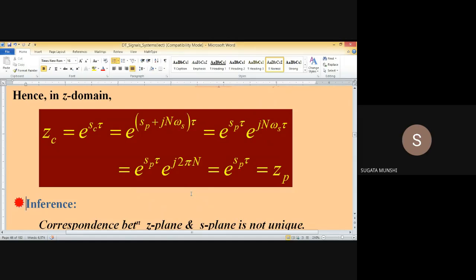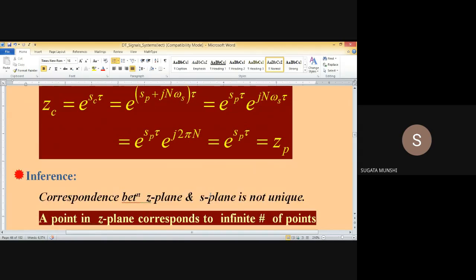If they mapped into different points, there would have been no meaning of these things that I'm narrating now. Sir, having only one point in the Z plane, we can't recognize in which complementary strip it is. That's true.